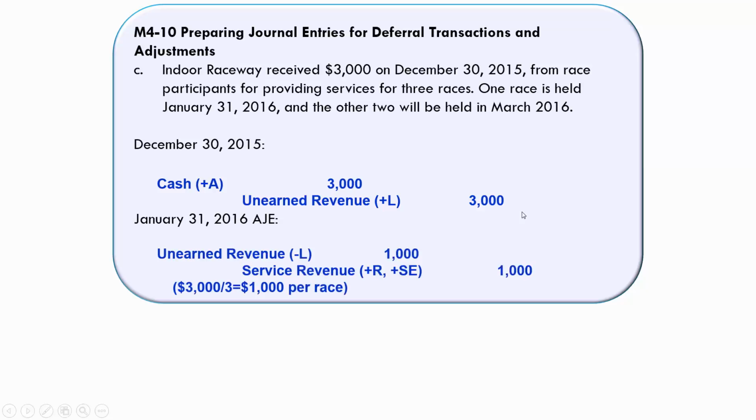In January 31st we will report 1/3 of it. In February, you would record none because there are no races being held. And then in March, you would have the remaining 2/3 or $2,000 recorded as service revenue and unearned revenue.